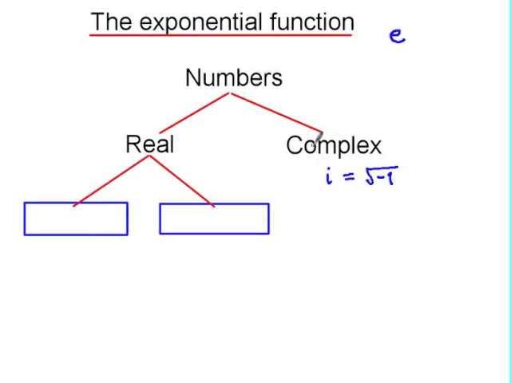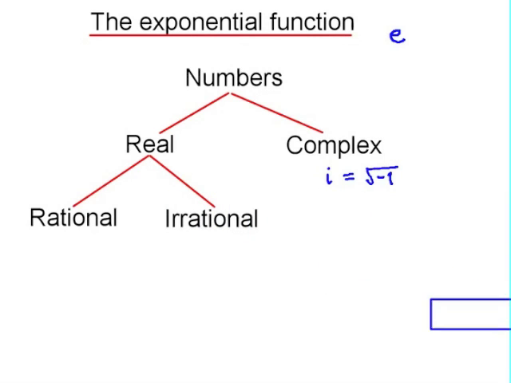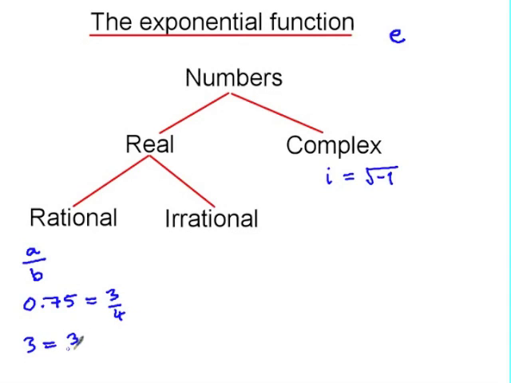e is not a complex number, e is a real number, and the real numbers can be split into rational and irrational. Rational numbers can always be written as a fraction with integer numerator and denominator, so a over b. For example, 0.75 is rational because it can be written as 3/4. Whole numbers can always be rational because they can be written as over 1.